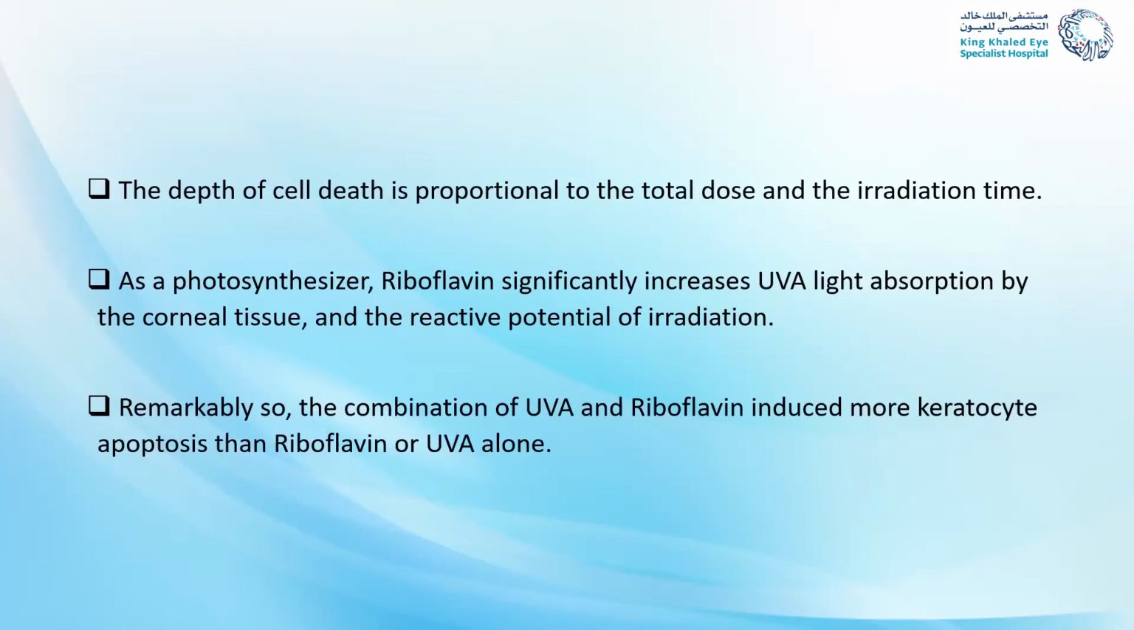Something to know also, it's quite interesting, is that riboflavin actually increases the UV light absorption in the corneal tissue. So it increases the UVA toxicity and potential toxicity from irradiation compared to just UVA alone. So that's why the combination of these two together really induces the aggressive keratocyte apoptosis that we see post cross-linking.